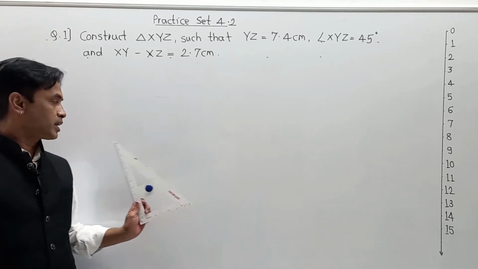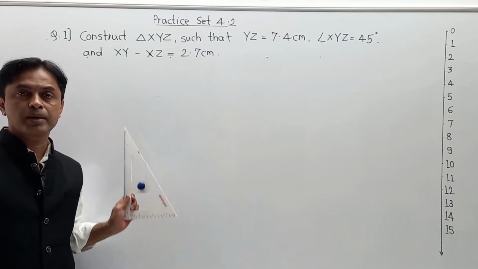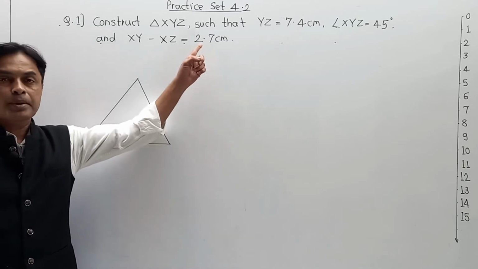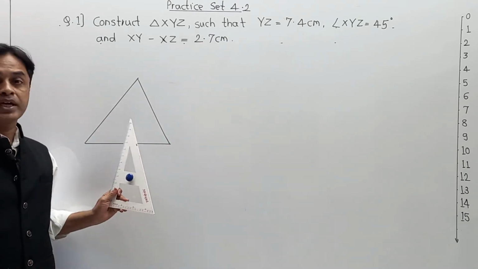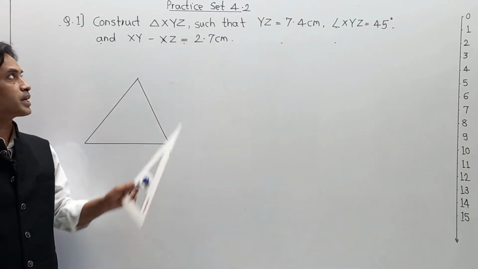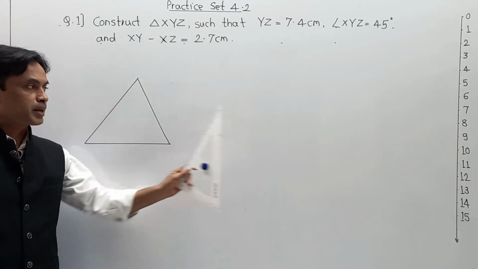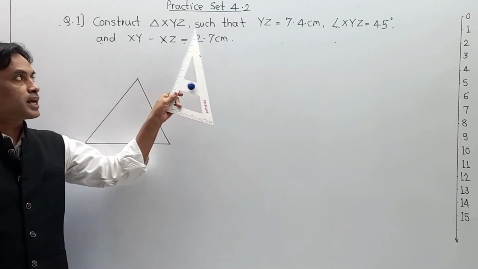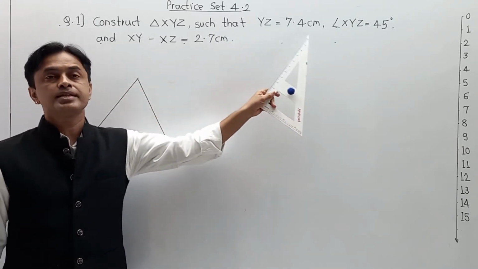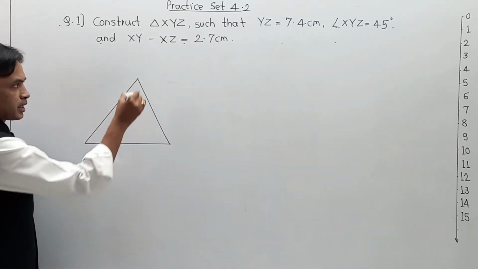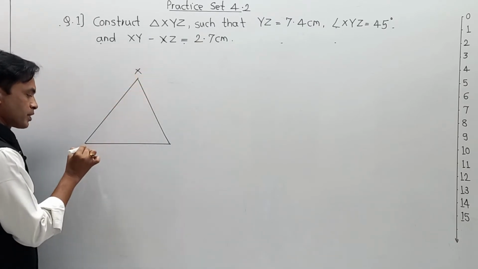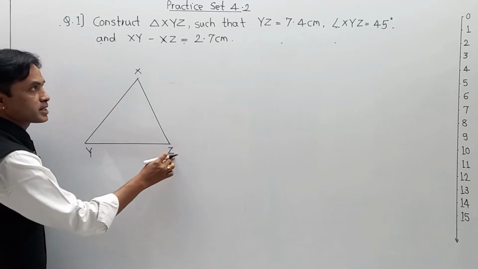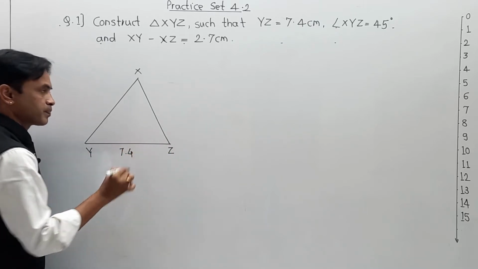So the first part is the rough diagram. With the help of the rough diagram, I am going to clear all the concepts over here. Please pay attention. No doubt it is a rough diagram, and I am going to draw the main diagram with dimensions. Construct triangle XYZ such that YZ is 7.4 centimeter. Let us say this is a rough diagram of triangle XYZ, and as per their condition YZ is 7.4 centimeter.